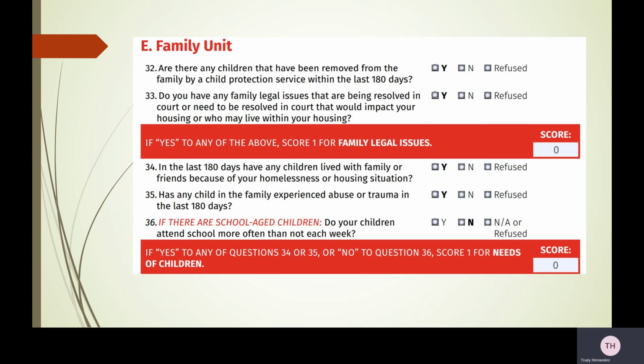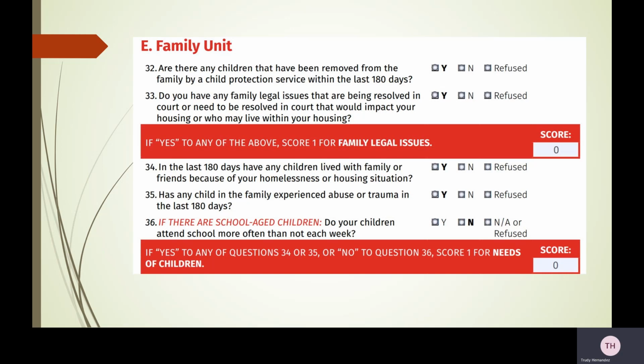That's kind of the common denominator for a lot of these questions. So question 34, in the last 180 days, have any children lived with family or friends because of your homeless or housing situation? So this might be that situation I talked about earlier where mom and dad are staying in the shelter, but their kids were able to go stay with another family member. So what we want to decipher here is 32 and 33 is looking at involuntary removal of kids, and then question 34 is looking at a voluntary one. We allowed our children to go stay somewhere to stay away from the shelter.